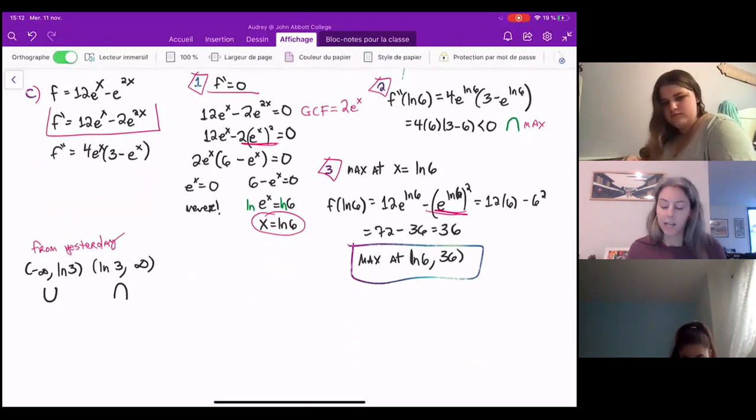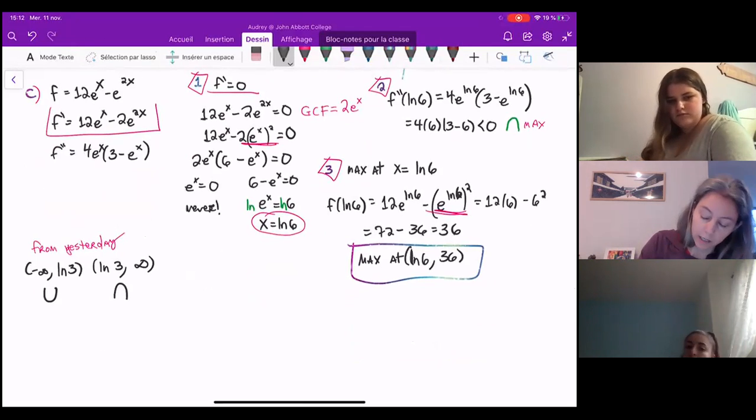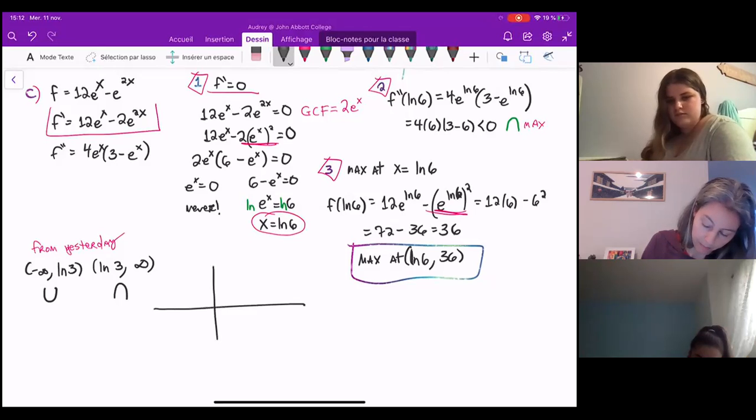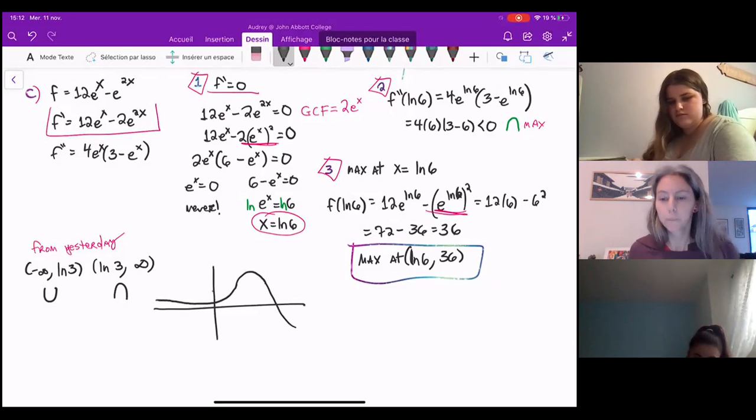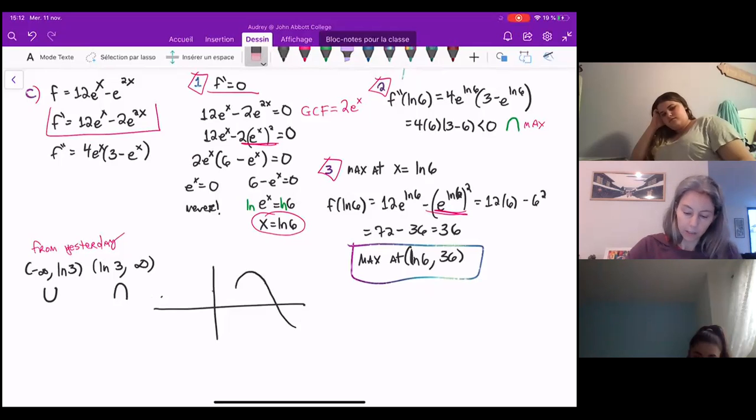And what we see here is that we only have that one max at ln 6, at ln 636. So this is going to look something like this. Give me a second. That is a max at ln 636. So we have something like that happening here. So it's like concave up, but it doesn't give me a minimum. So it's kind of just doing this.